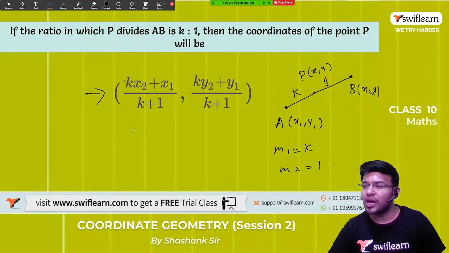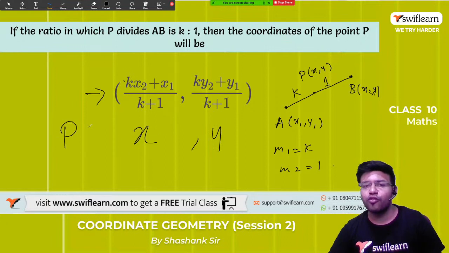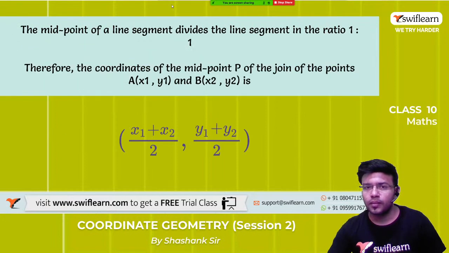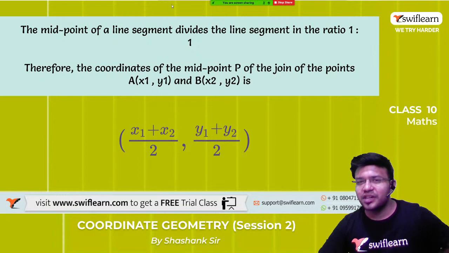What are these things? This is the x coordinate of point P. This is the y coordinate of point P. Understood? We can use this formula when the point divides the segment in the ratio k is to 1. Okay, this is when we can use this formula. Now another case, a special case.